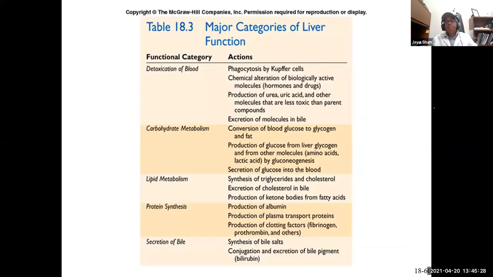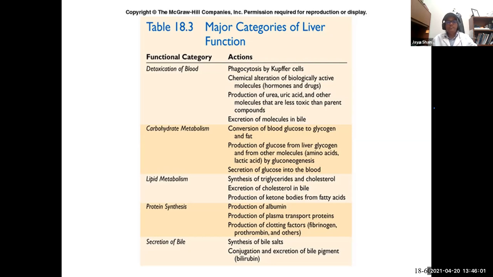The liver has several functions. And you can see major categories of liver function. This is detoxification of blood. Any toxins entering the liver meet the Kupffer cells and other chemical reactions. There are a lot of reactions inside the liver. They detoxify them. Carbohydrate metabolism: if you have a lot of glucose, then they make a big chain of glucose, glycogen. If you have less, then they break down glycogen into glucose. They make fat from the glucose, cholesterol from the glucose.